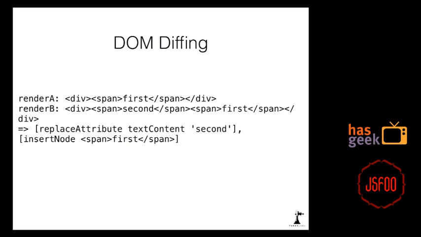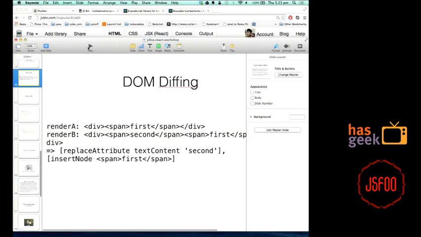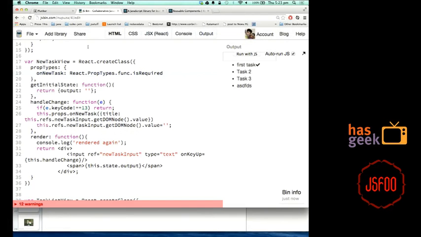Another example of how this is useful. I just killed a warning, so it still works. It just does fewer DOM operations. In our case, it didn't matter because we were adding to the end with task.push. If we do task.unshift and it puts it first, then it will have to change the first thing.